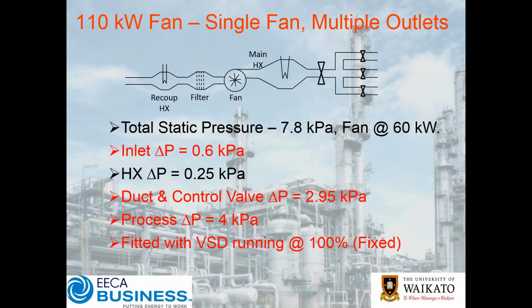Now with that initial setup, they were pulling nearly 8,000 pascals, fan was running at 60 kilowatts. That tells me straight away the fan was massively underloaded compared to what it was rated to do, and to obviously get it to run, we've put a massive static load on it to wind it back. Our inlet delta P was 600 pascals, the heat exchanger delta P was only 250 pascals, we were losing nearly 3,000 pascals across the control valves, and the process actually only needed 4 kPa.